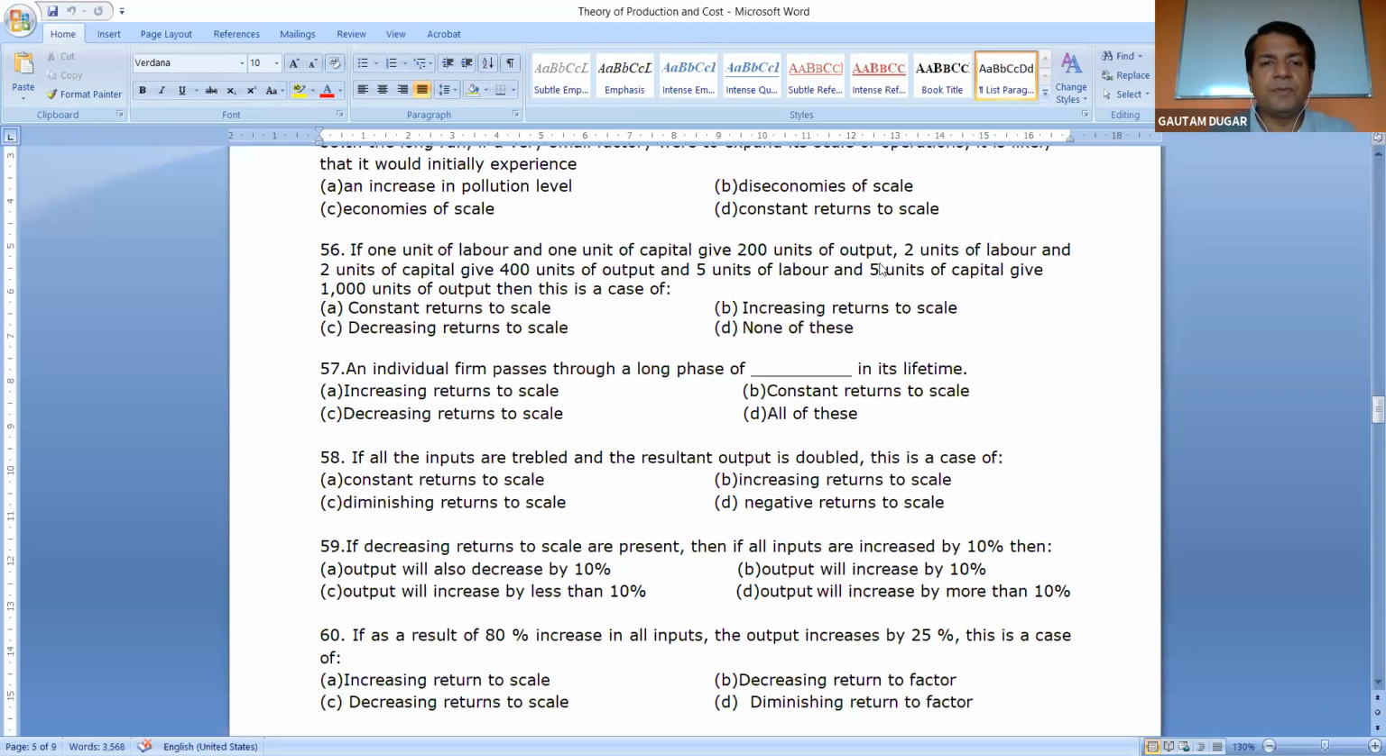57. An individual firm passes through a long phase of constant returns to scale in its lifetime. I also explained this right now. 58.